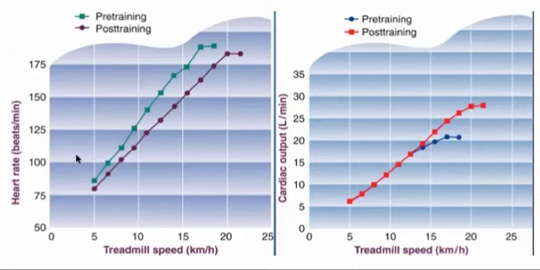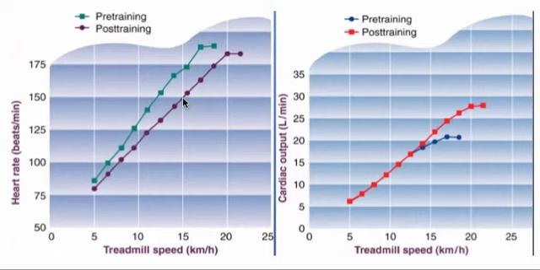Let's take a closer look at the effect of aerobic exercise training on the cardiovascular system. Now, looking at these graphs, note that the change in heart rate, this is here, depends on whether the individual is trained, that's post-training, or untrained, that would be pre-training. A trained individual will have a lower heart rate at the same exercise intensity as the untrained individual.